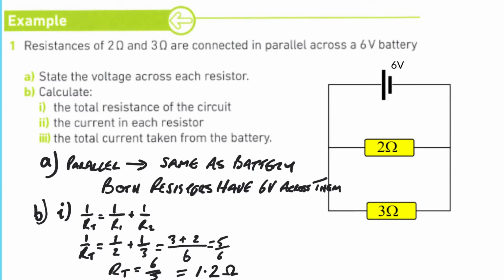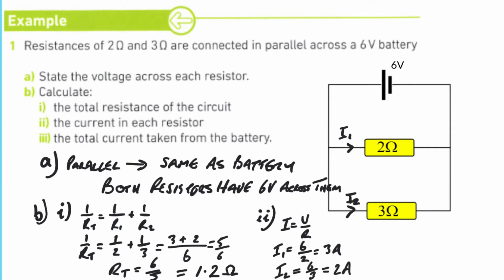Part B2 then, the current in each resistor. Well, that's easy because we know the voltage across each resistor, and we can just use Ohm's law that if V equals IR, I is V over R in each case. So if we call this first one I1, we can say that I1 will equal 6 volts over 2 ohms, which is going to give us 3 amps. And if we call this other one I2, then I2 will equal the same 6 volts, but this time over the 3 ohms, giving us 2 amps.